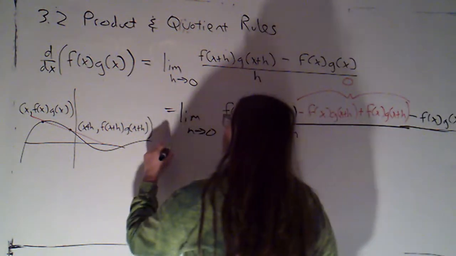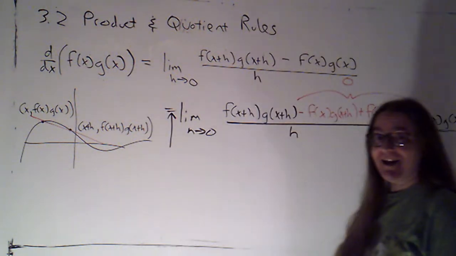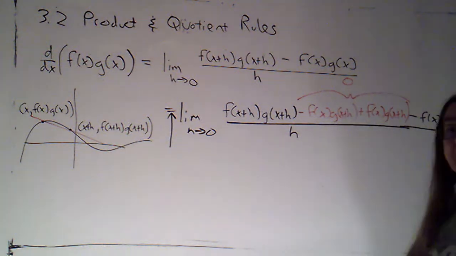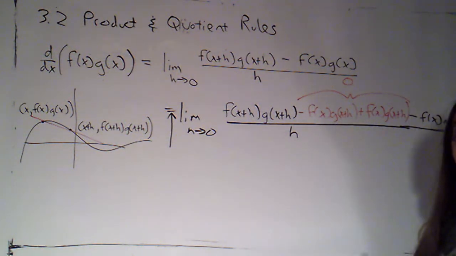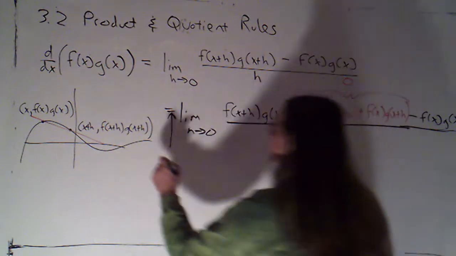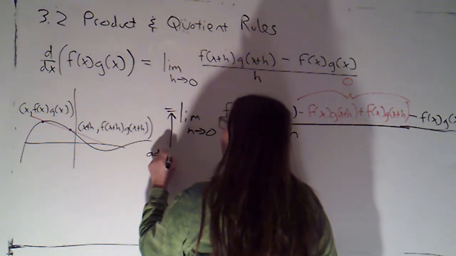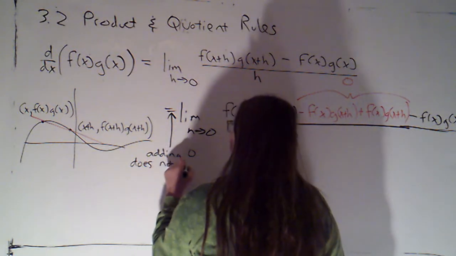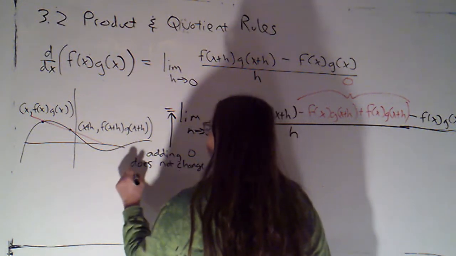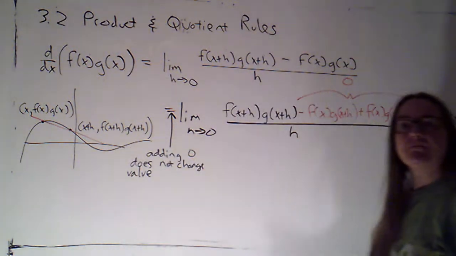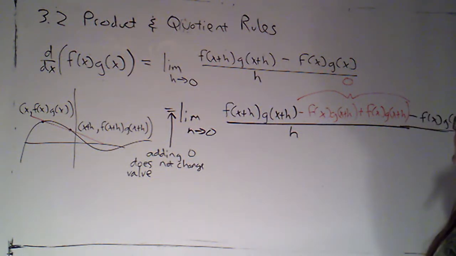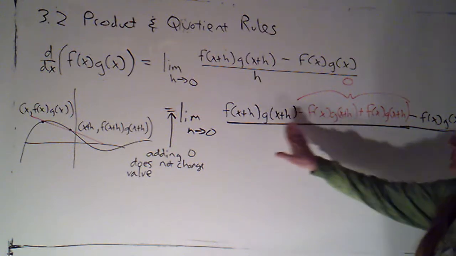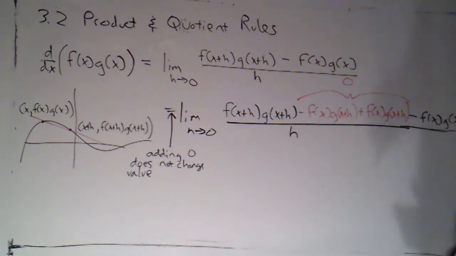What I'm going to do is, by each equal sign, provide a brief explanation of either what I did or why it's legal. So here, I'm just going to say adding 0 does not change the value. Okay, excellent. And now I've got 4 terms on top instead of just the 2 that I started with.